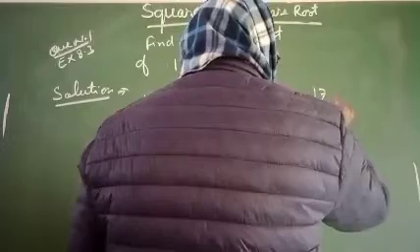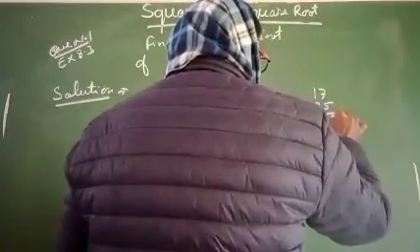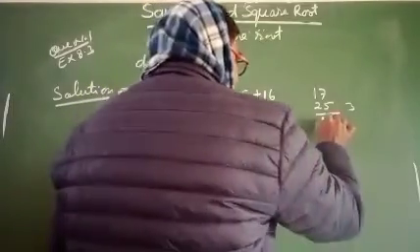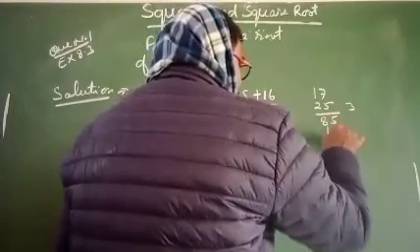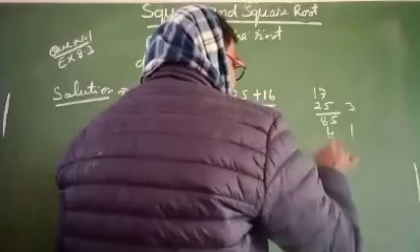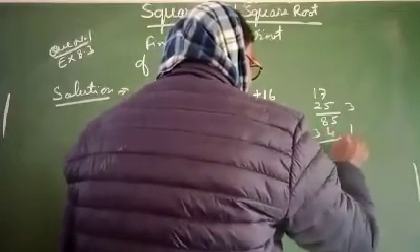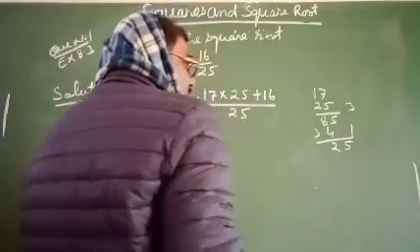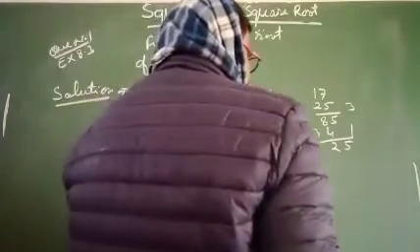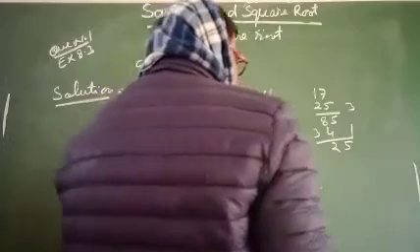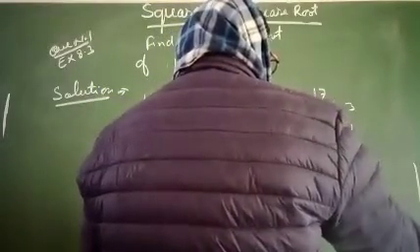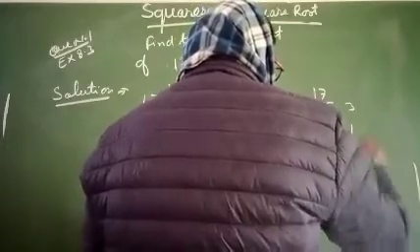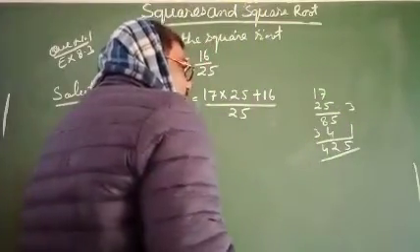17 multiplied by 25. 5 7s are 35, 5 carry 3. 5 1s are 5, plus 3 is 8. 2 7s are 14, 4 carry 1. 2 1s are 2, plus 1 is 3. 5 plus 4 is 9... 8 plus 4 is 12, 2 carry 1. 3 plus 1 is 4. 425. Now I will add 16.